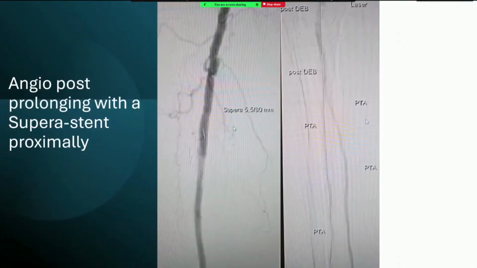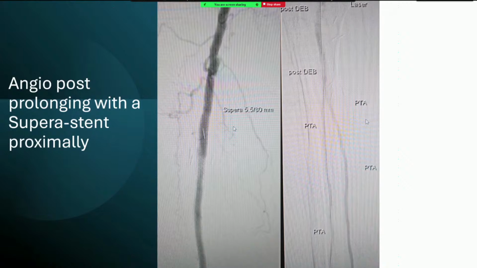Okay, next slide, please. So we did another run with a laser with the high fluence and repetition. Unfortunately, we don't have an IVUS run for this, but this is now the final angio, because we could see there was an intimal flap just at the start of the superior stent, just above it.